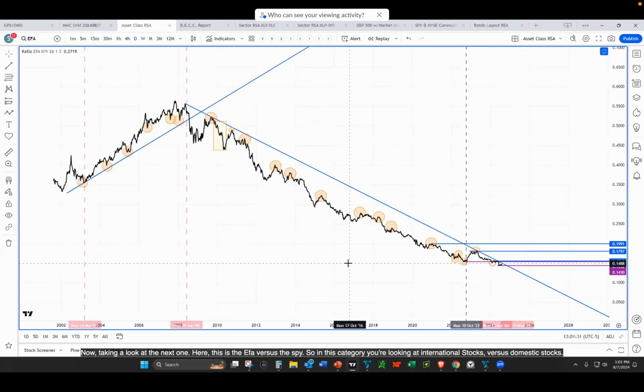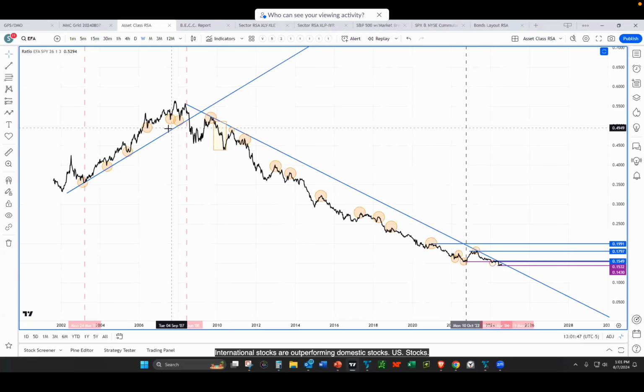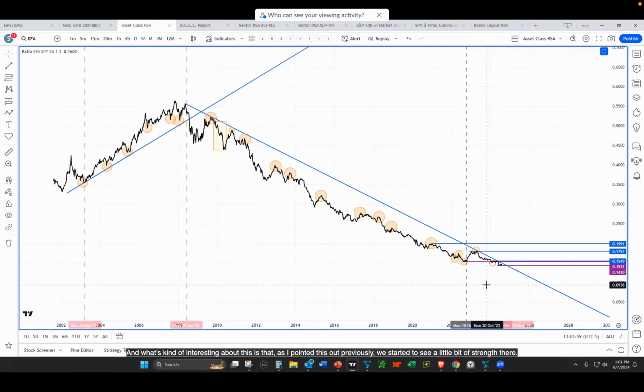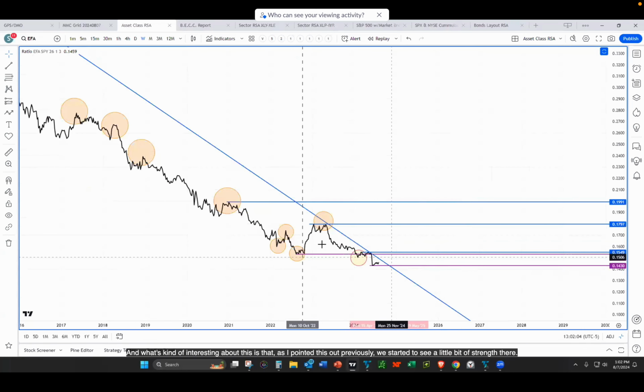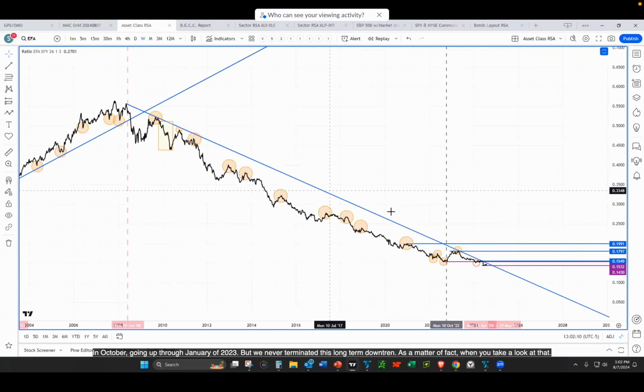Now, taking a look at the next one here, this is the EFA versus the SPY. So in this category, you're looking at international stocks versus domestic stocks. And a lot of that kind of goes into dollar strength or dollar weakness. You would expect to see that during dollar weakness, international stocks are outperforming domestic stocks, U.S. stocks, and that during dollar strength, international stocks are underperforming the domestic stocks here in the U.S. And what's kind of interesting about this is that, as I pointed out previously, we started to see a little bit of strength there in October going up through January of 2023, but we never terminated this long-term downtrend.